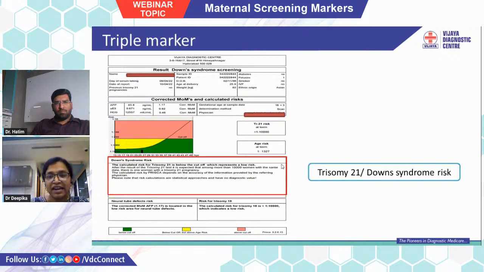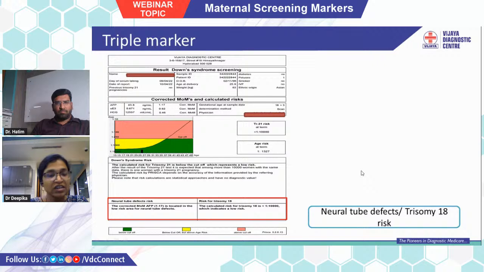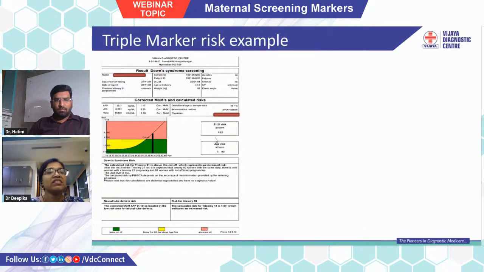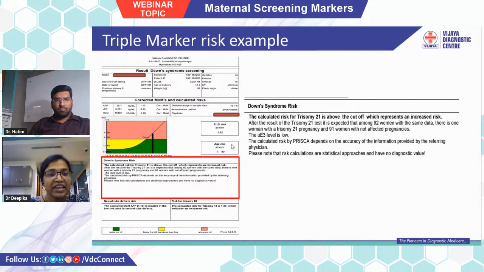Then this column represents the trisomy 21 risk description, and this is for the risk of neural tube defects as well as trisomy 18 risk. So this is a triple marker risk example, where the trisomy 21 risk is 1 in 92, and this is above the cutoff. That is, among 92 pregnancies with the same data, one woman with trisomy 21 is present, and the remaining 91 are unaffected.